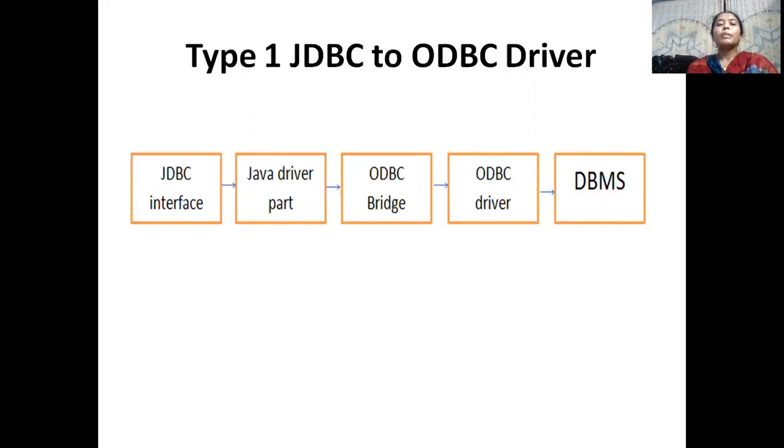The JDBC to ODBC driver receives the messages from the J2EE component that conform to the JDBC specification, and the messages are translated by the JDBC to ODBC driver into the ODBC message format, which is then translated into a message that can be understood by the DBMS. So this is how the JDBC ODBC driver works. And coming to the drawbacks of this driver, the extra translation might negatively impact performance.